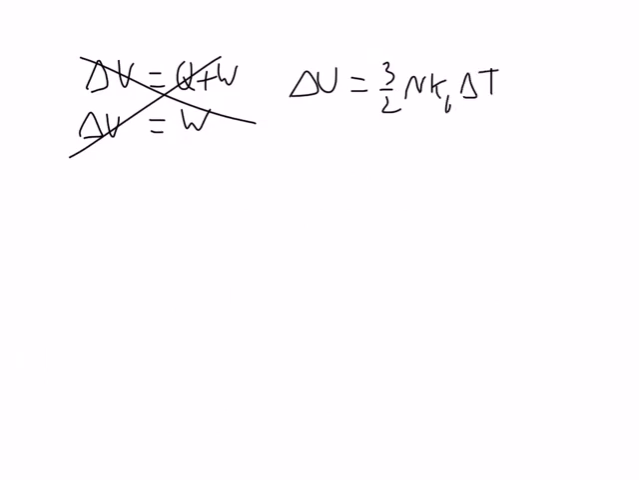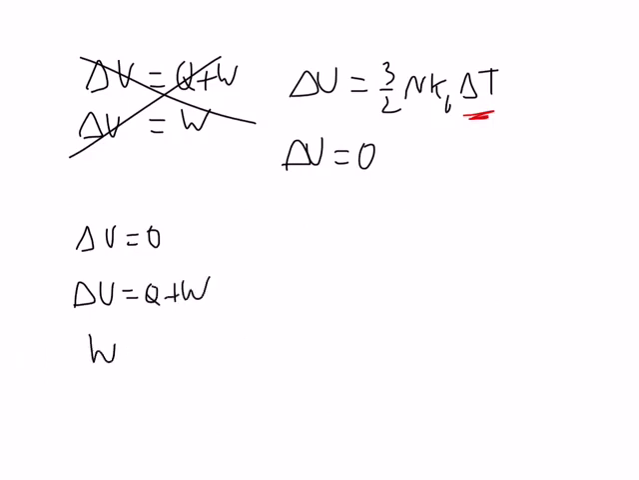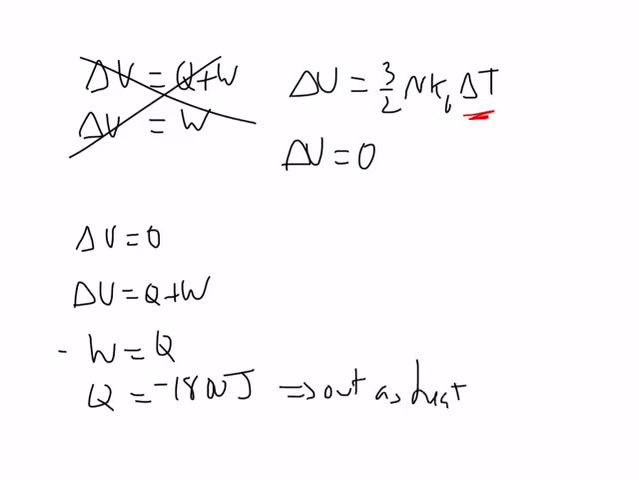And here we are told in the text, constant temperature. So if temperature does not change, then delta U has to equal 0. And this is how we answer part D. If delta U equals 0 and delta U equals Q plus W, then W has to equal negative Q, so Q must equal negative 1800 joules. That means energy has to be transferred out of the gas as heat. And so that's the answer to that one.